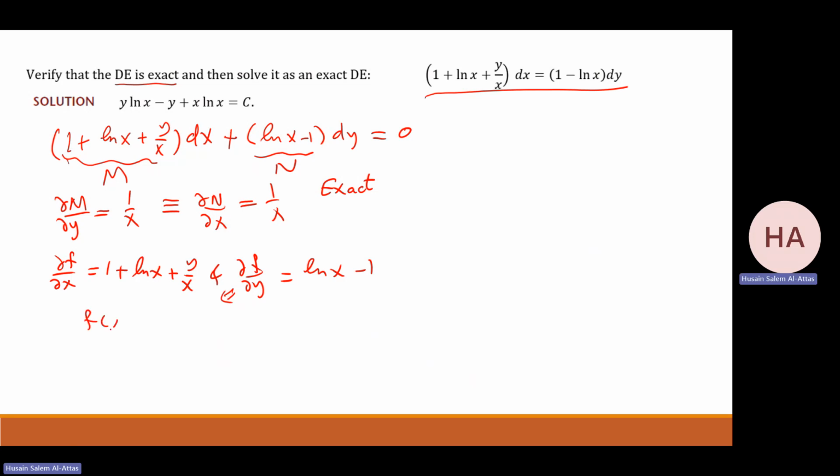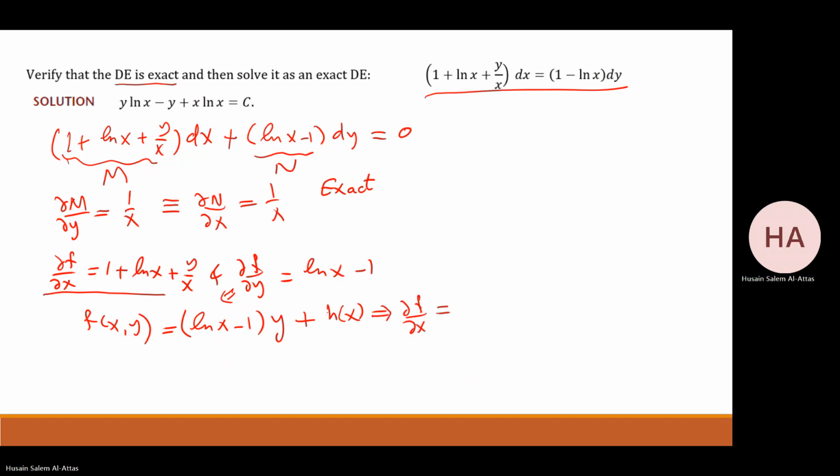So I have f of x, y. I'm doing the integration with respect to y. This is just a function of x times y plus a function of x. Now we'll use the second one. So it will be partial f with partial x. From this one, I have y over x minus y over x plus h prime of x. That will be 1 plus ln x plus y over x. So I have h prime of x is 1 plus ln x.